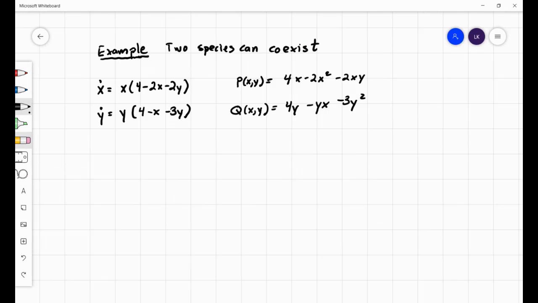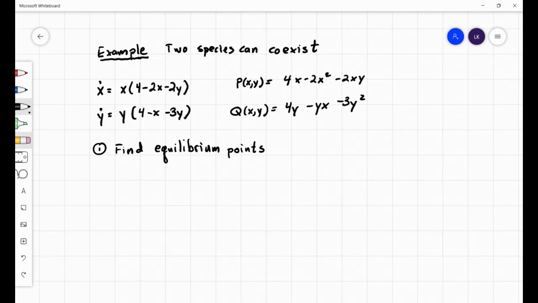Okay, so now we have an example where we have 2 species that can coexist. We're going to find equilibrium points first.